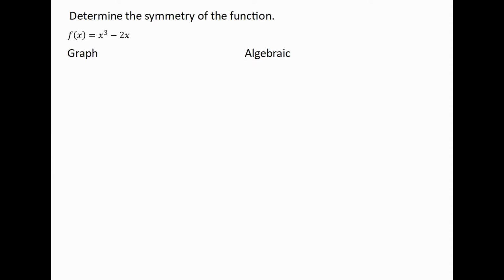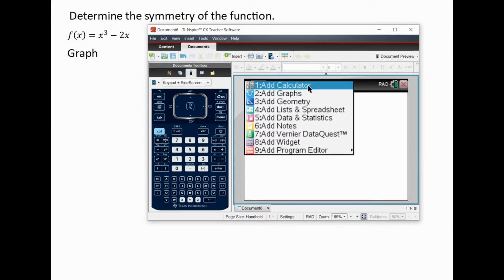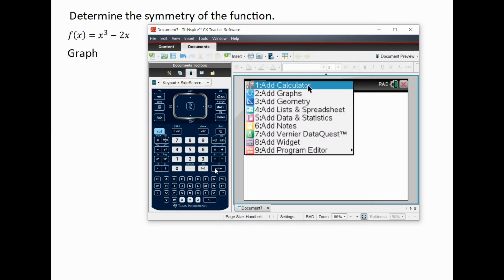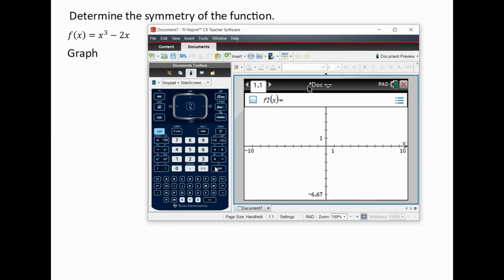We're going to determine the symmetry of this function. We're going to start with our graph, then we're going to move it into the algebraic notion of this. So f of x equals x cubed minus 2x. We're going to start by graphing. To graph, you're going to want to go home, new document, add graphs. And now we're going to type in x cubed, not xx, x cubed, click to the right, and then minus 2x.